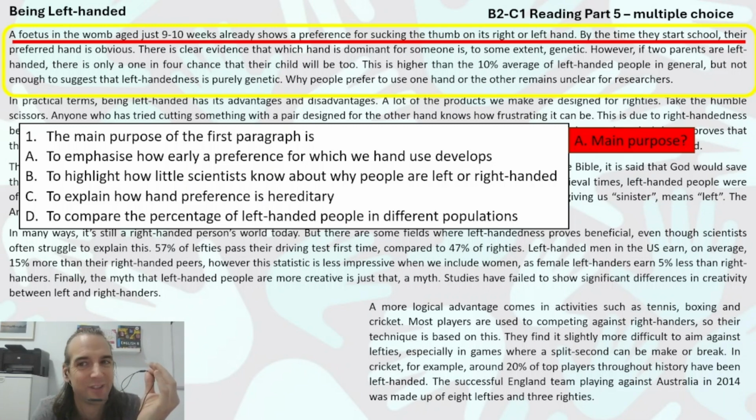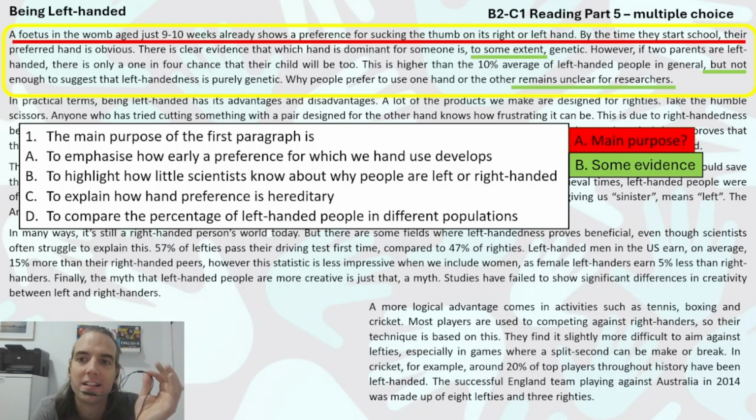So if you said A, sorry, that's not right according to me, and I'm the boss. Even though it does say it, it's not the main purpose. B, on the other hand, now we can see there is a bit more evidence for this. It is pointing out that scientists don't know very much about why people are left or right-handed. It says, to some extent it's genetic, but it's not enough to suggest that it's all genetic. Why we use it is unclear. So really the whole point of this is that we don't know why people are left or right-handed. We know it's a mix of nature and nurture, like everything in life, but we don't really understand it. B is the correct answer. Well done if you got it. Let's look at the other two just to think about these typical types of questions.